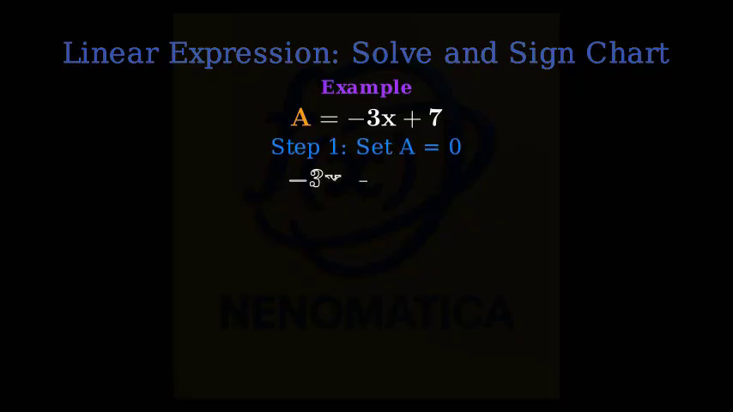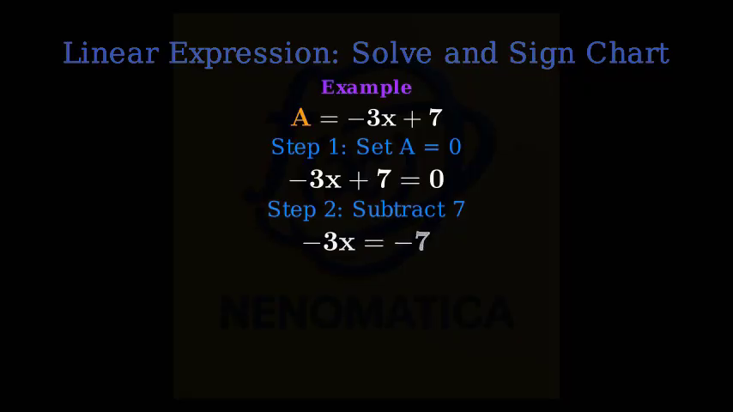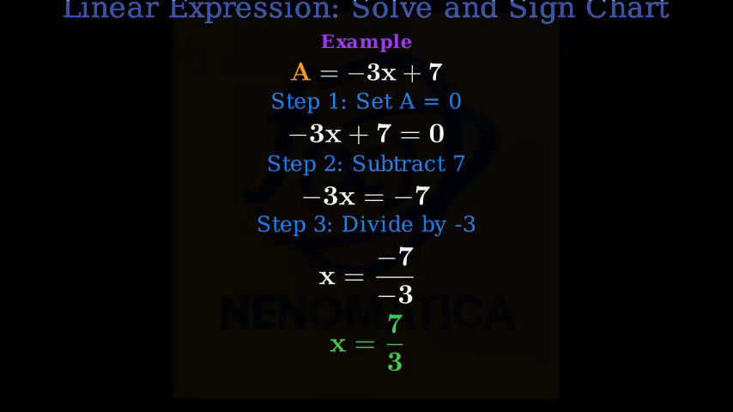Step 1. To find where the expression is 0, set a equal to 0. That gives negative 3x plus 7 equals 0. Step 2. Subtract 7 from both sides to isolate the term with x. Step 3. Divide both sides by negative 3. The negatives cancel, giving x equals 7/3.